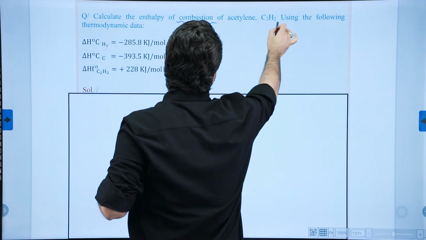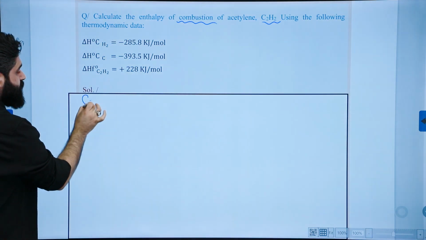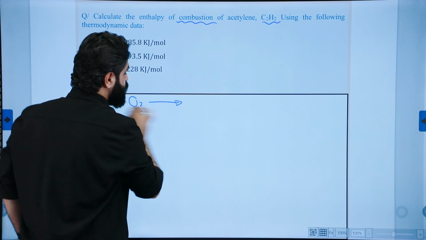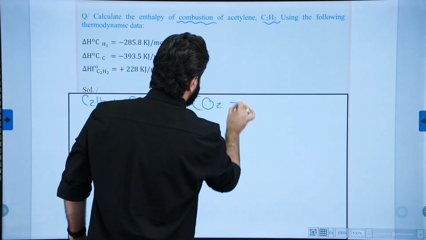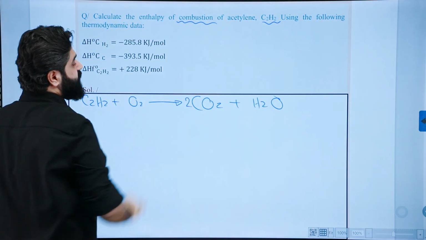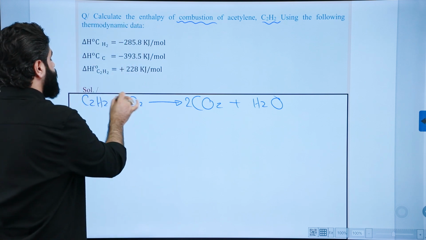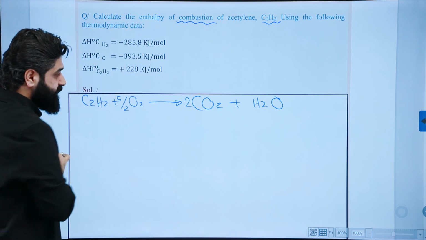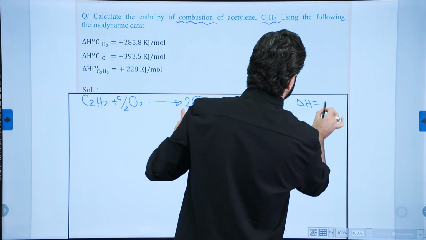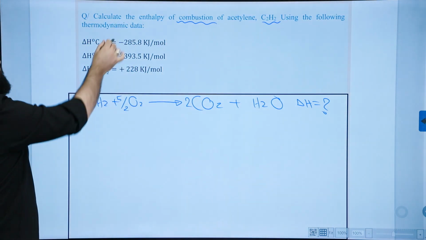So combustion of C2H2 is the overall. Let me write the combustion reaction as the overall. C2H2 plus O2 to form CO2 plus H2O, right? Multiply this by 2. Then 1 oxygen with 4 will become 5, so it will be 5 over 2. Good. Find delta H for this. Use the following thermodynamic data, okay?